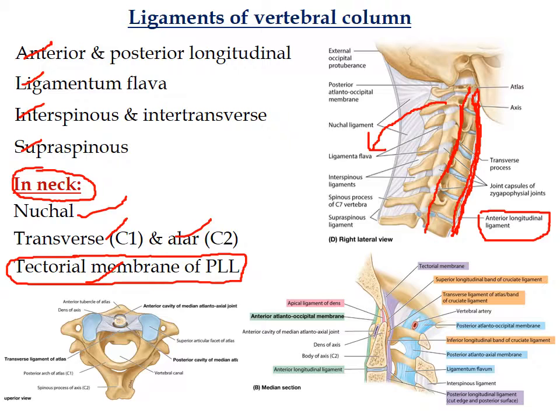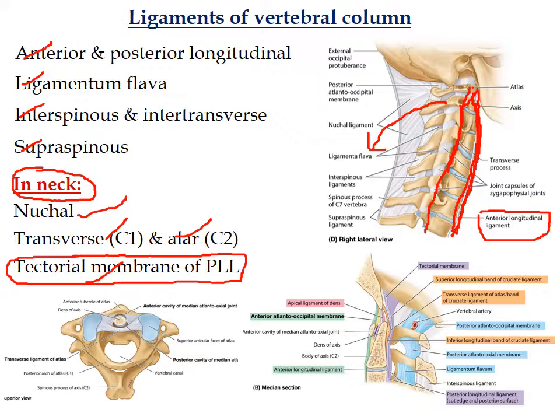Now quickly, let me summarize the anterior and posterior longitudinal ligaments. The anterior longitudinal ligament runs along the anterior lateral surface of the entire vertebral column, but the posterior longitudinal ligament runs along the posterior aspect of the vertebral body, leaving C1. So from C2 to the entire length below, but above C2, that posterior longitudinal ligament is called the tectorial membrane. The anterior longitudinal ligament limits extension, but the posterior longitudinal ligament limits hyperflexion.